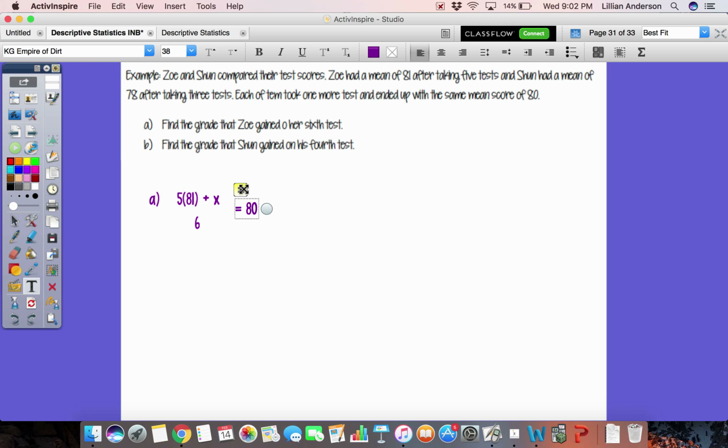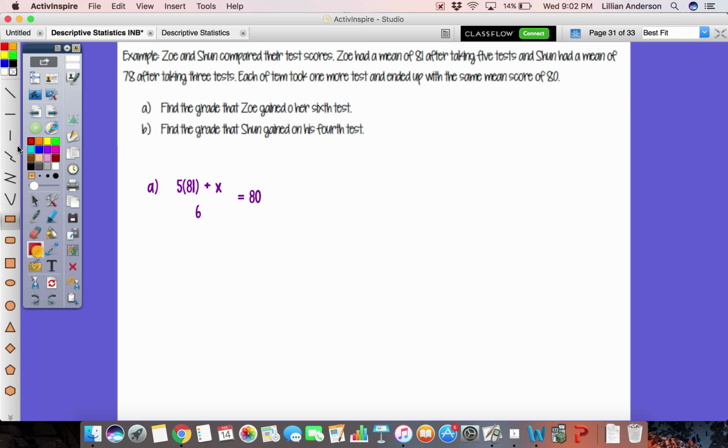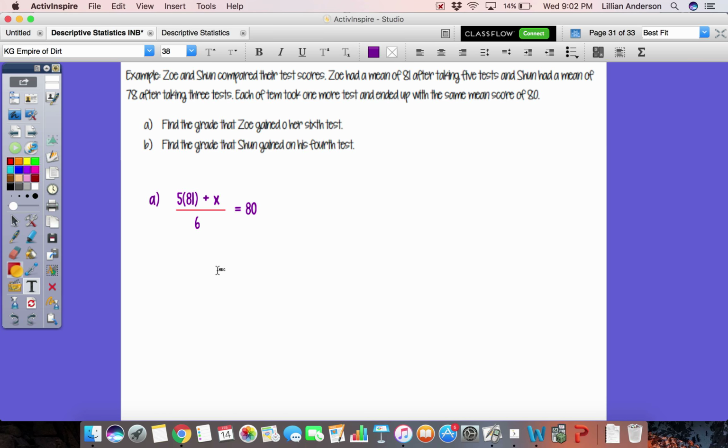So to solve this problem, this is exactly how we would set it up. 5 times 81 to represent the sum of the first 5 tests, plus X, some score of a 6th test, divided by 6 to get us an average of an 80. And so from here, now that we have our equation, we work it out. 5 times 81 is 405, plus X equals, I'm going to go ahead and multiply 80 by 6 to get 480. Again, multiply 6 by both sides to get 480.